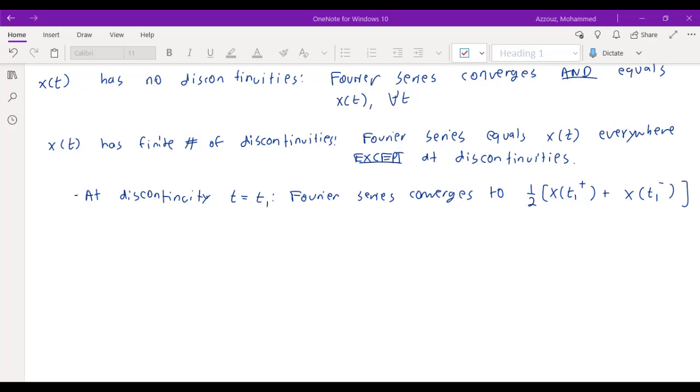Now, to gain some additional understanding of how the Fourier series converges for a periodic signal with discontinuities, let's revisit the example of the square wave at the end of the last video. I'm going to look at a plot of x_N of t, the truncated Fourier series approximation of x of t, which is a symmetric square wave, for different values of N.